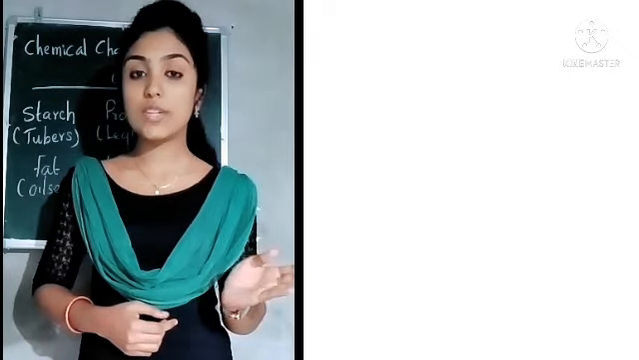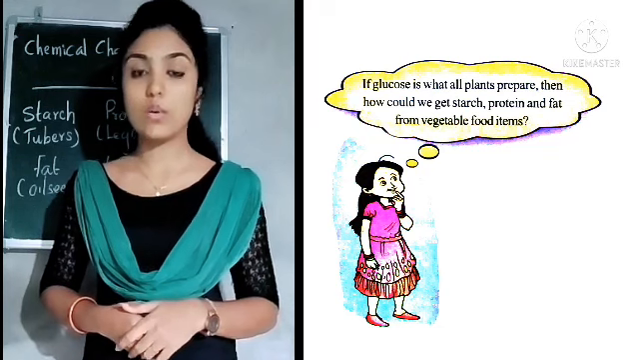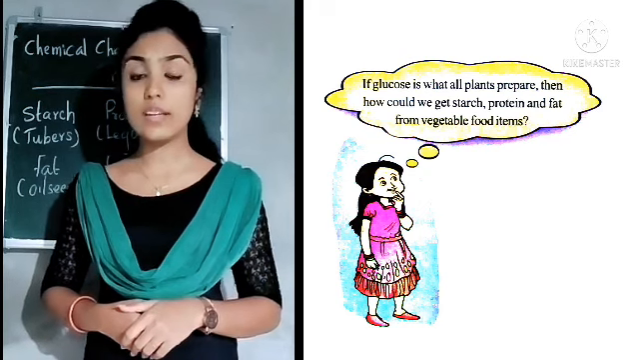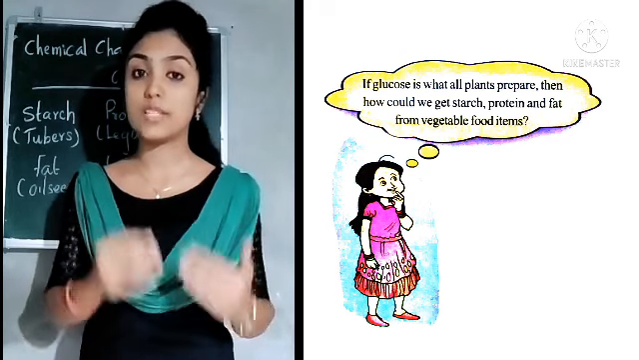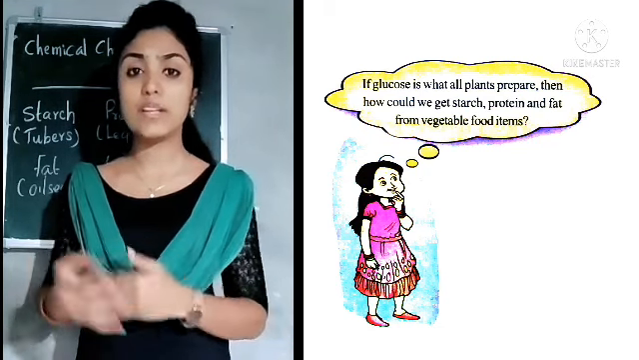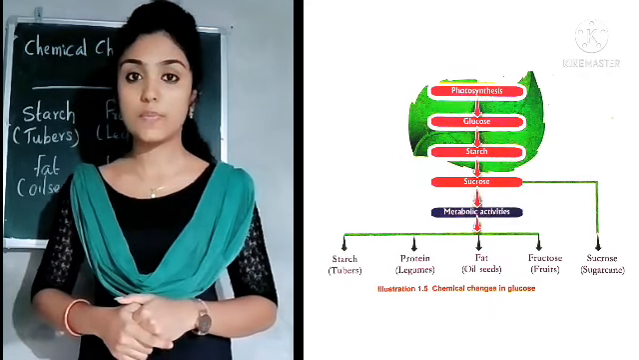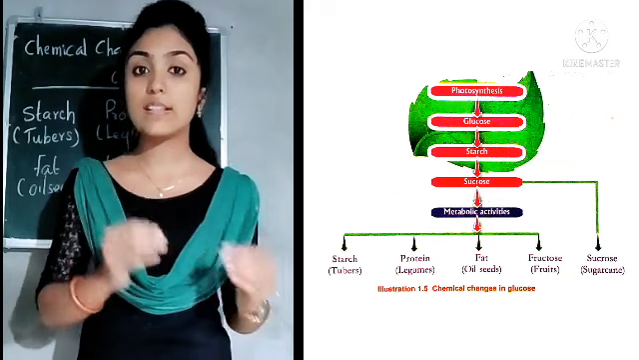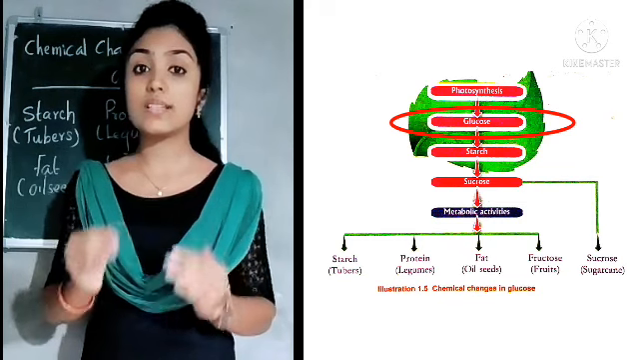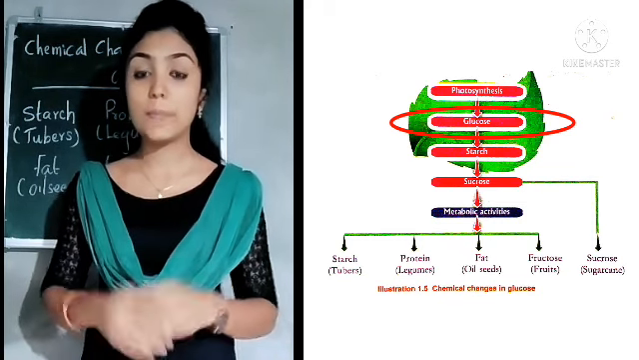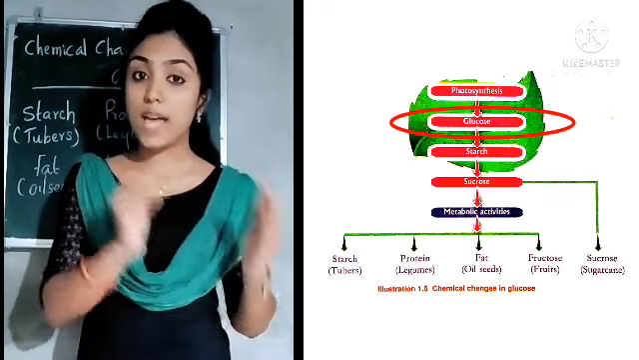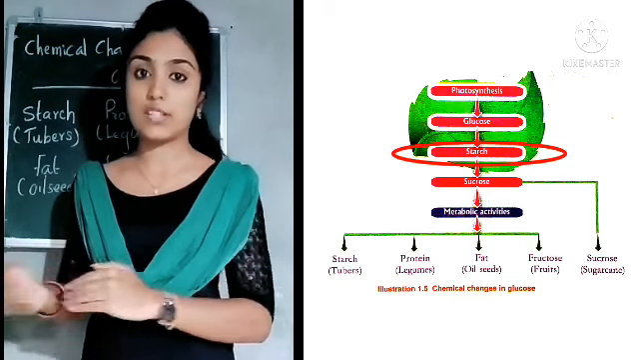Children, now look at this picture. Here you can see Beena's doubt. What is her doubt? Yes, if plants produce only glucose, then how could we get starch, protein, fat, etc. from vegetable food items? Do you have the same doubt? Actually, how could we get all these items? Let us find out. We already studied that as a result of photosynthesis, plants produce glucose. But this glucose is soluble in water, so the plants cannot store glucose in their body. This is the reason why plants convert this glucose into starch.